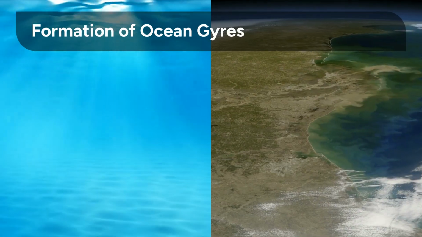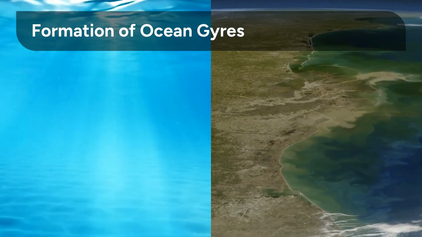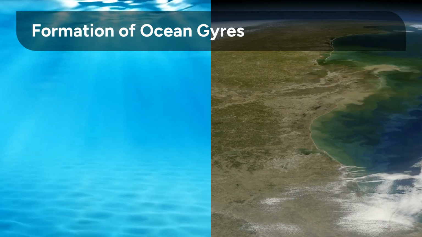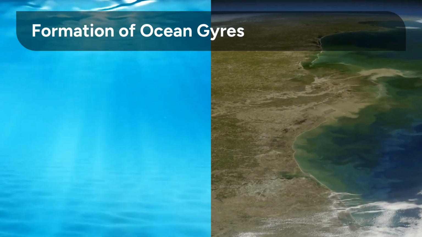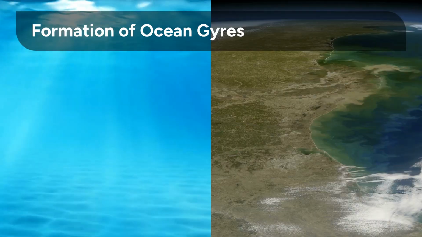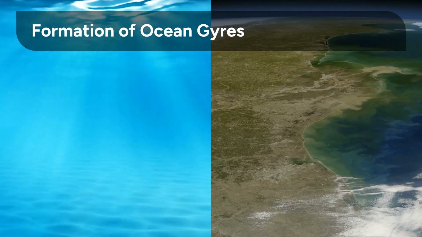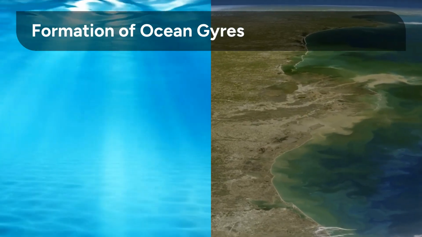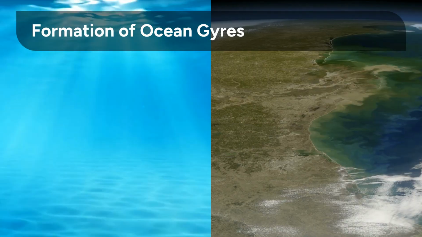These large, rotating ocean current systems are known as gyres. The North Atlantic Gyre, for example, includes the Gulf Stream, which brings warm water to Europe, significantly impacting its climate. Without the Coriolis effect, these critical heat-distributing systems wouldn't exist.